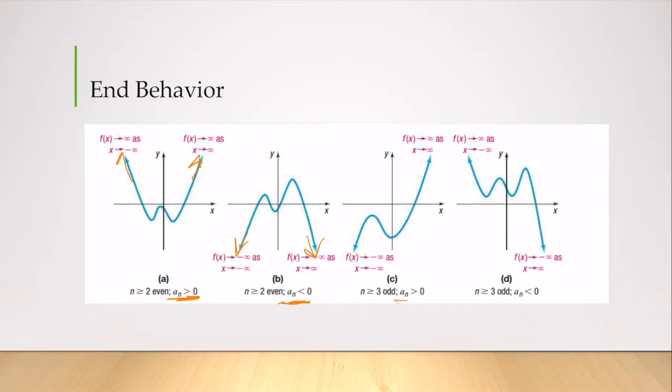If my a is positive and my degree is odd, it rises from left to right. It goes down and then it goes up. And the opposite is true if my a is negative. It goes from top to bottom, from left to right.